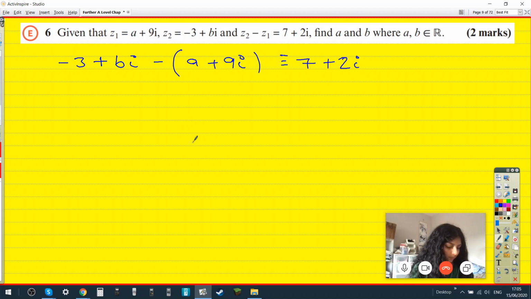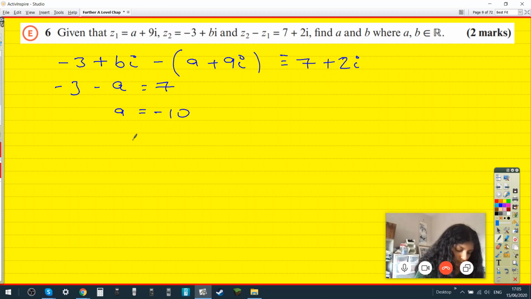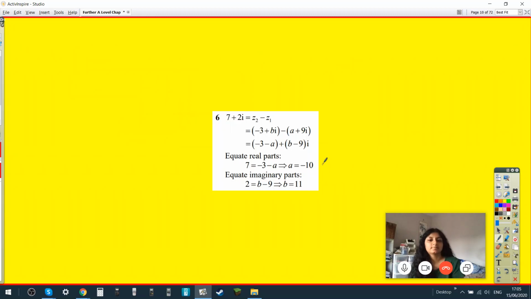So minus 3 minus a is equal to 7, so a is equal to minus 10. And then b is equal to 11. Minus 10 and 11. Great.